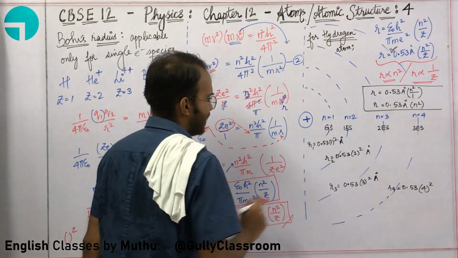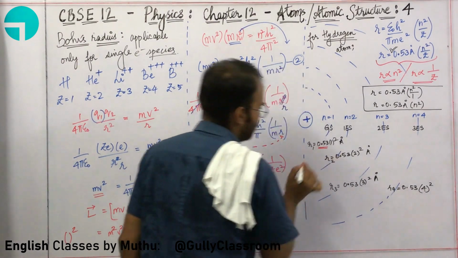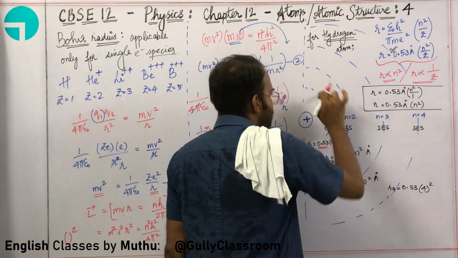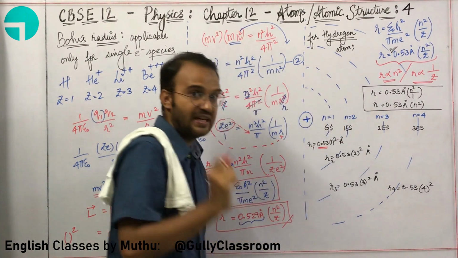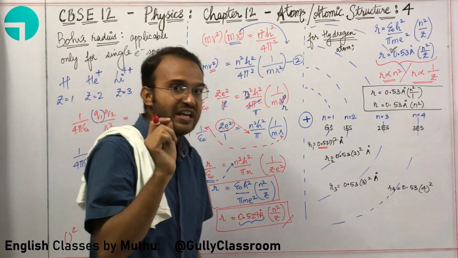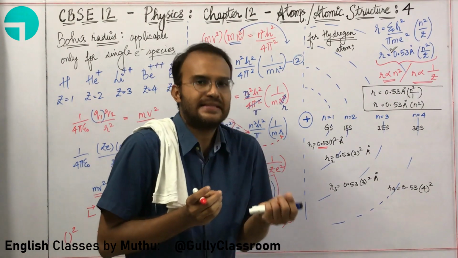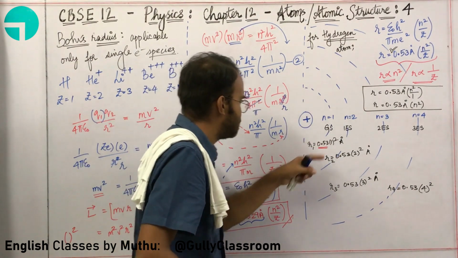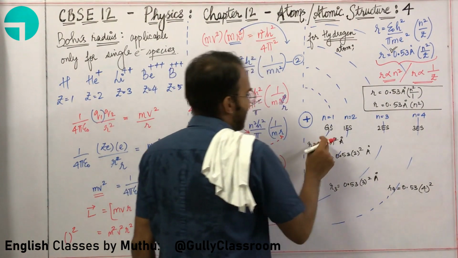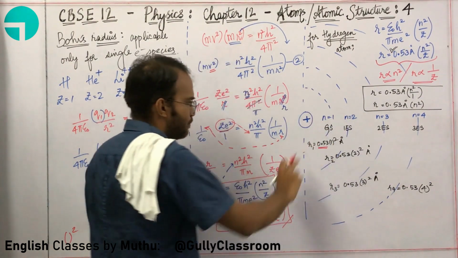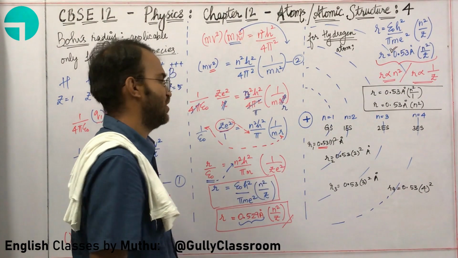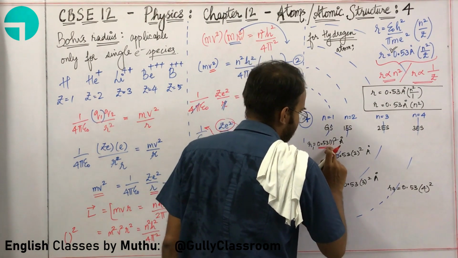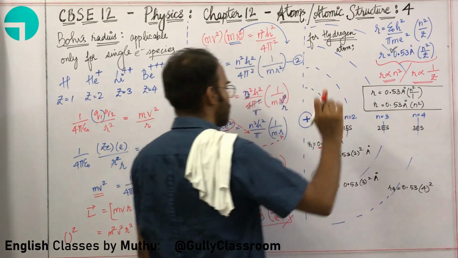In fact, let me give you an idea. 0.53 is called as Bohr's radius, the radius of the first shell of hydrogen. Kindly note down. It is a very important 1 mark, can also be asked as a 2 mark. Bohr's radius, the radius of the first shell of hydrogen atom that has been calculated by Bohr, is nothing but R1 is equal to 0.53 angstrom.